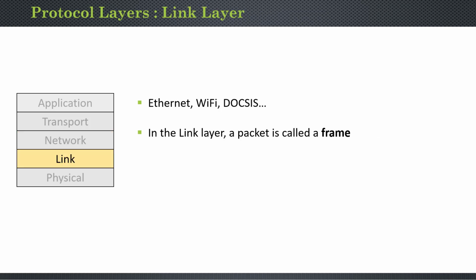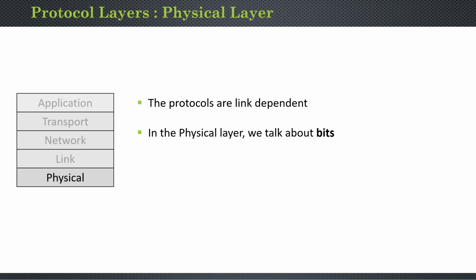The services provided by the link layer depend on the specific link layer protocol that is used over the link. We can find Ethernet, Wi-Fi, and DOCSIS protocols. In the link layer, a packet is called a frame. Finally, we come to the physical layer. While the job of the link layer is to move entire frames from one network element to another, the job of the physical layer is to move the individual bytes within the frame from one node to the next. The protocols in this layer are again link dependent.